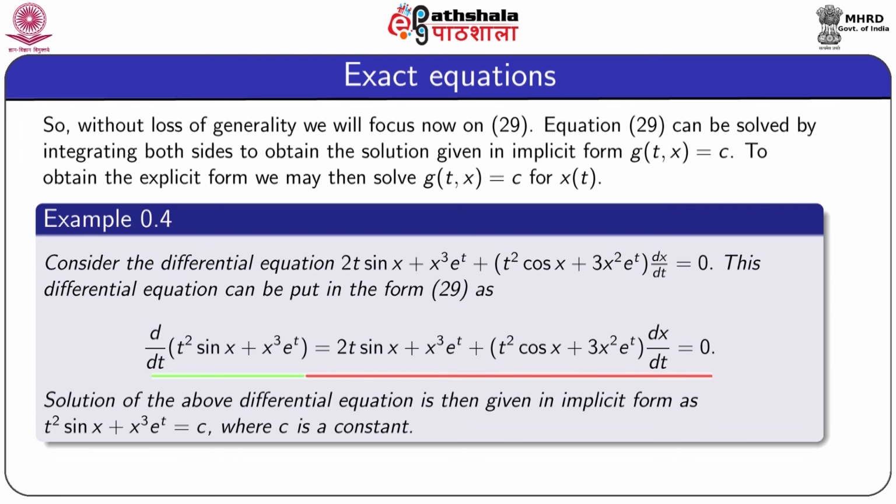you will get 2t sin x plus x cube e to the power t plus t square cos x plus 3x square e to the power t dx/dt equal to 0, which is actually the expression for the differential equation of the given problem. Hence, the solution of the given differential equation is t square sin x plus x cube e to the power t equal to c, where c is the integrating constant.